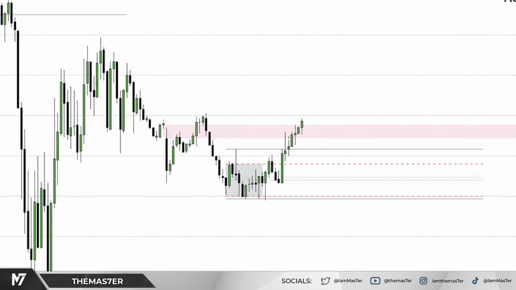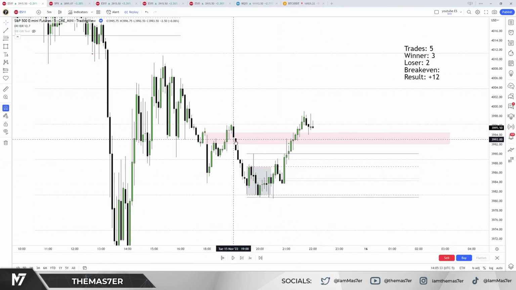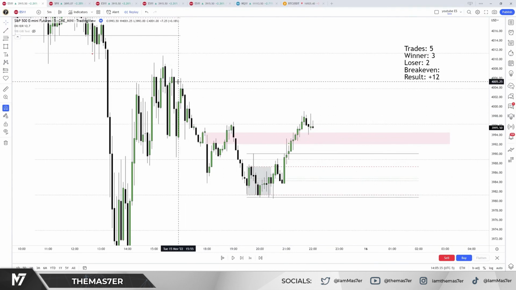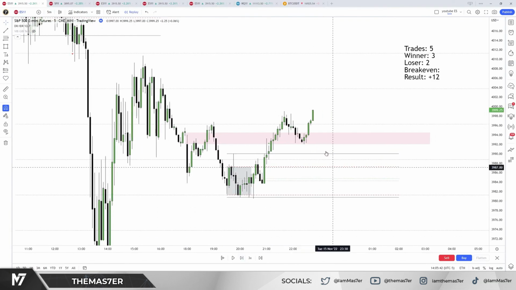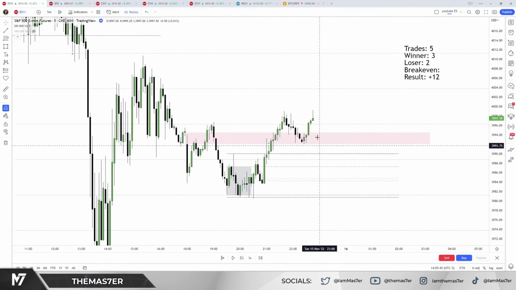So we are closing the gap now. There is a volume imbalance, by the way. Even if you want to trade it, I don't see an entry here. You see? That's why I'm marking them out.